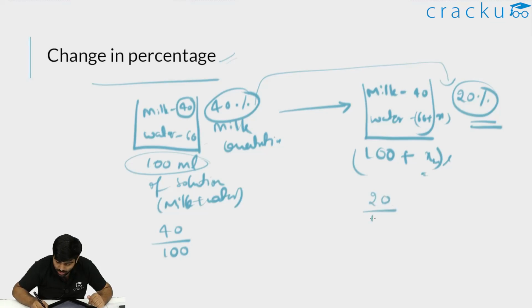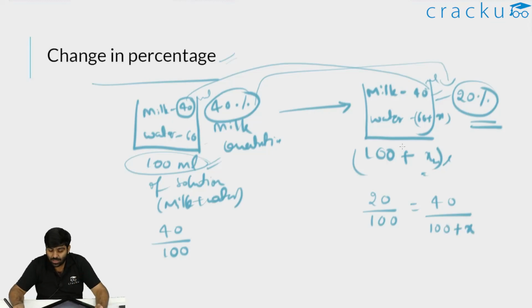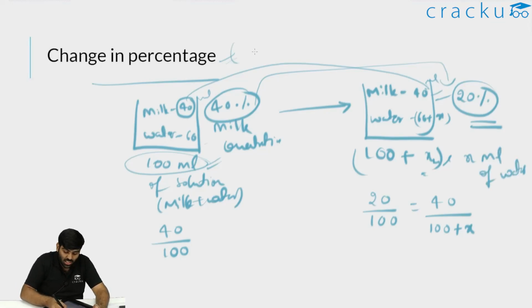20% is nothing but 20 parts out of 100 parts. That ratio should be milk, 40 ml. The absolute value of milk is not changing. In the first case also it is 40 ml, in the second case also 40 ml, but the total solution is changing. Initially it is 100, but now it is 100 plus X, because the total volume has become 100 plus X because of X ml of water addition. So here the percentage change is what? 40% to 20%. This is how we have to see.